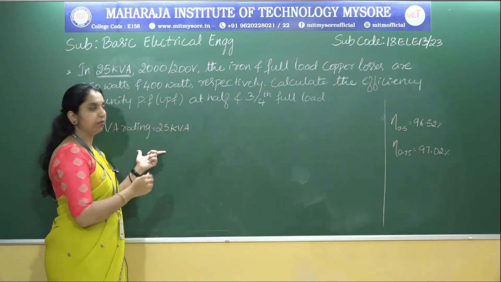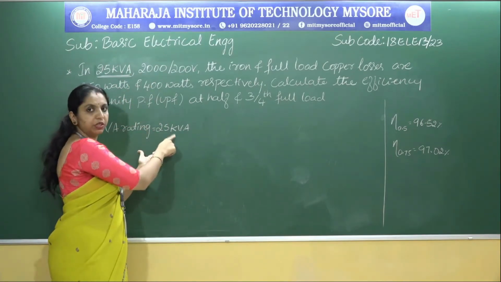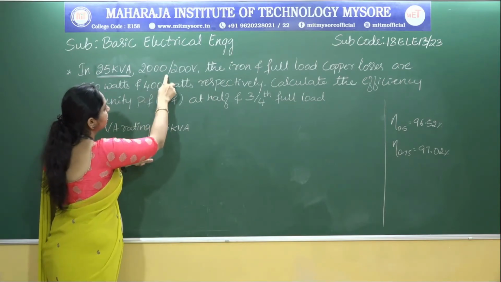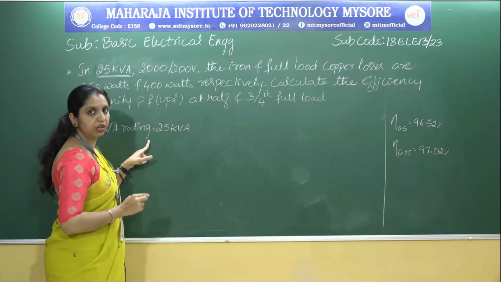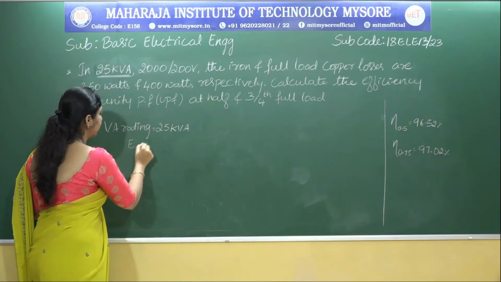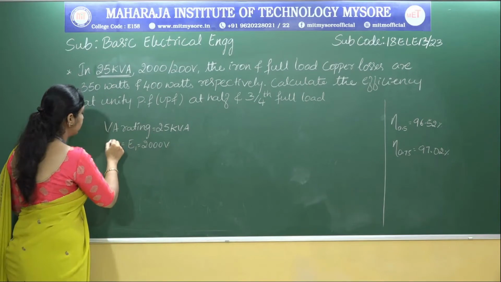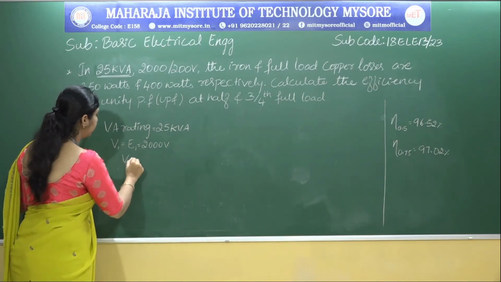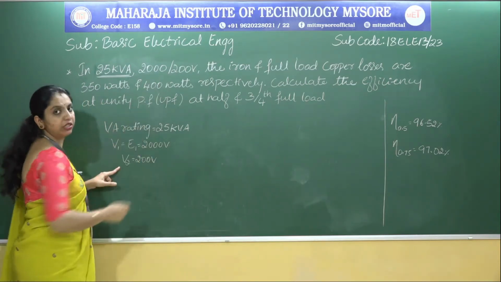In this kind of problem, first you look at the unit. Based on the unit, we need to decide which value is which. The VA rating is 25 kVA, and here we have 2000/200 volts. This is nothing but E1, which is equal to 2000, or we can also consider this as V1, and similarly V2 is equal to 200 volts. They have given two voltages here.